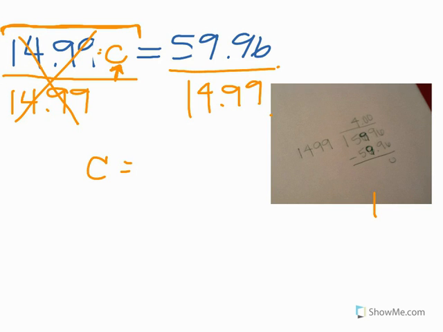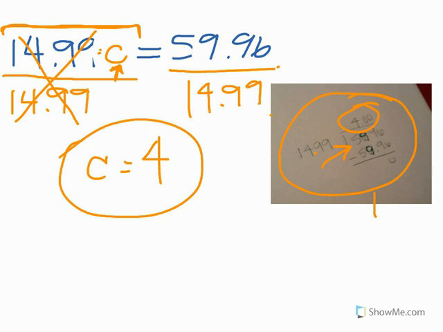Alright, here's the work, proof that I did it. I divided using long division and found that $14.99 goes into $59.96 exactly 4 times. So when I divide this out, I end up with C equals 4.